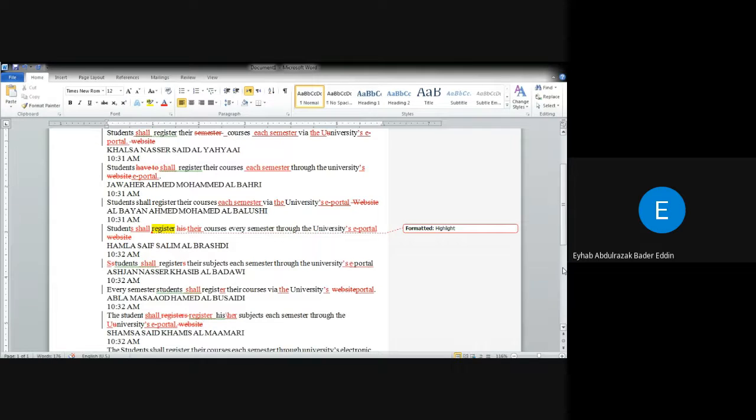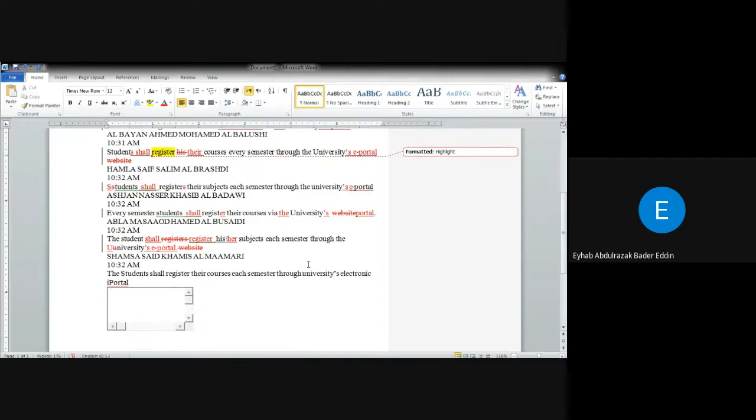I think this is the last one, or do we still have any? Okay, Shamsa says the students shall register their courses each semester through the university's. Excellent. Here we just have this capital. Why two letters, E and I? The "e" is the abbreviation for electronic: e-portal. We don't need the I here again, and this should be small. That's wonderful. Any question about this?